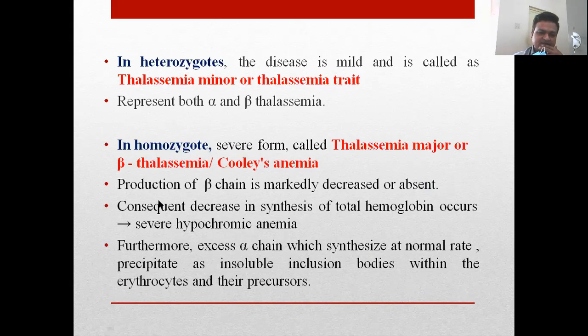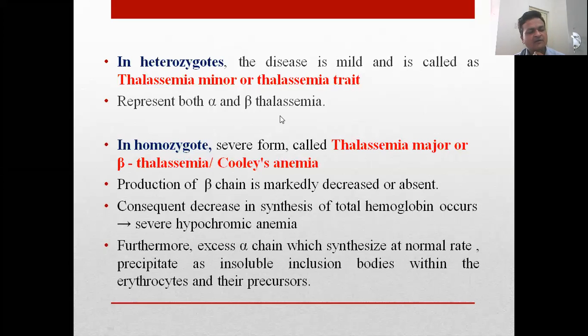See here in this case, suppose there is a decreased synthesis of the chain, either alpha or beta. Suppose it is alpha chain synthesis में deficiency होता है, minor thalassemia. Beta chain synthesis कम हो गया तो there is Cooley's anemia, तो major thalassemia.